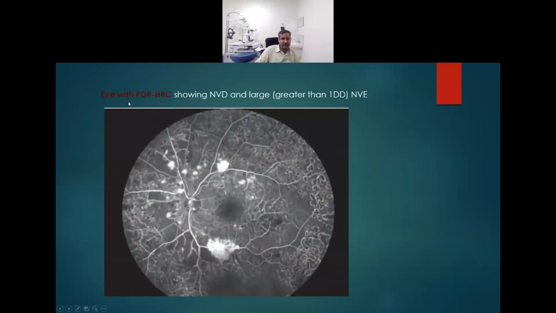Next is the high risk PDR. Here we can see there is an NVD near the disc, and along with that there is the NVE.